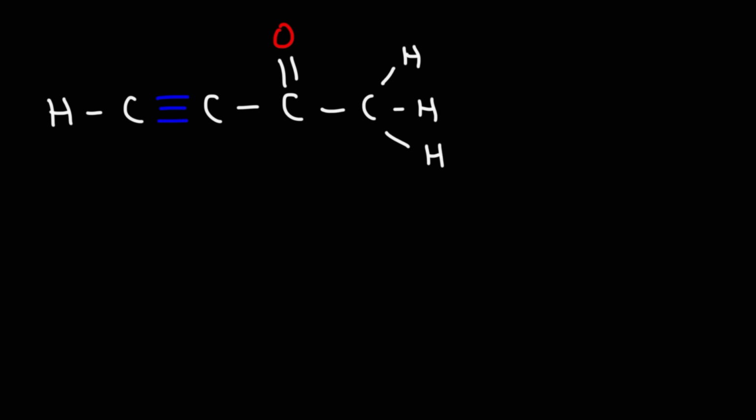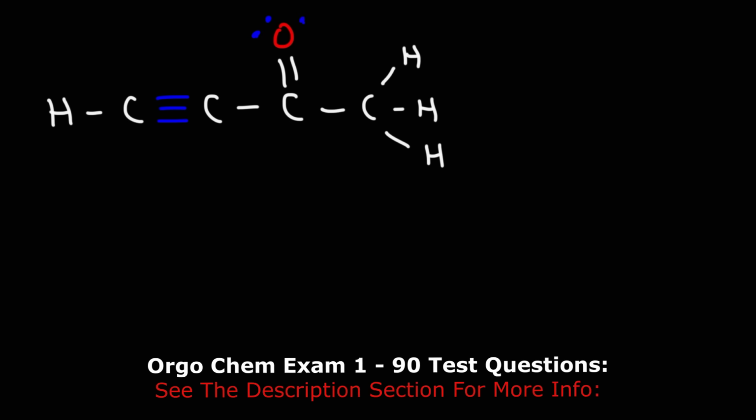Now let's move on to hybridization, as well as bond angles and geometry. What is the hybridization at each carbon atom? Also, determine the bond angles and molecular geometry. So to find the hybridization at this carbon atom, we need to count the number of groups it's attached to, also known as the steric number.